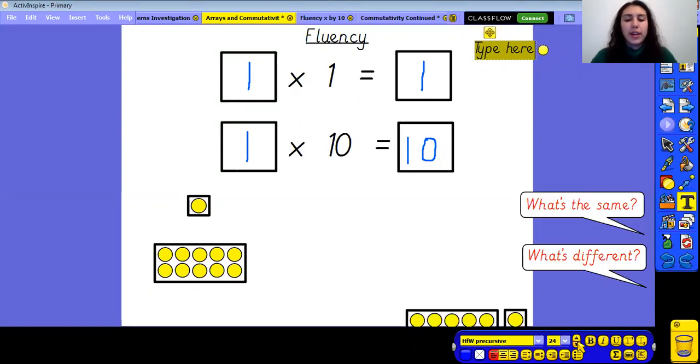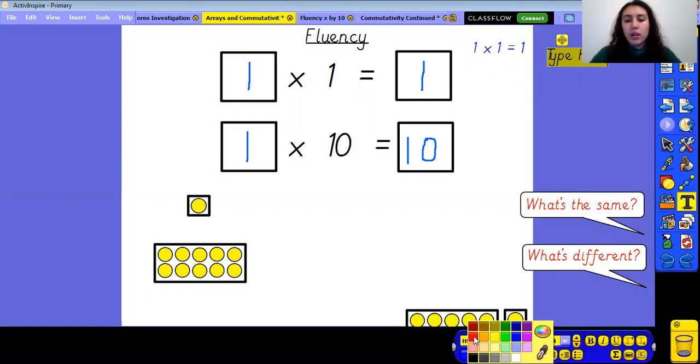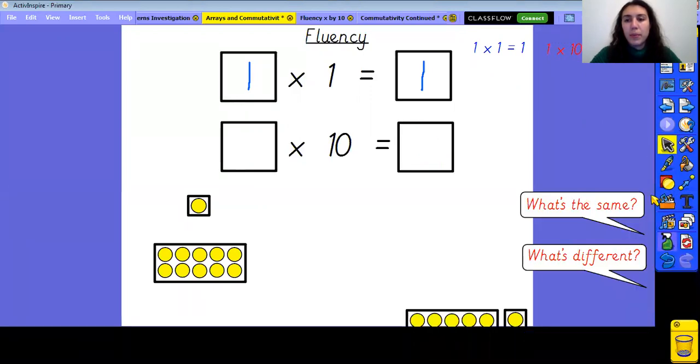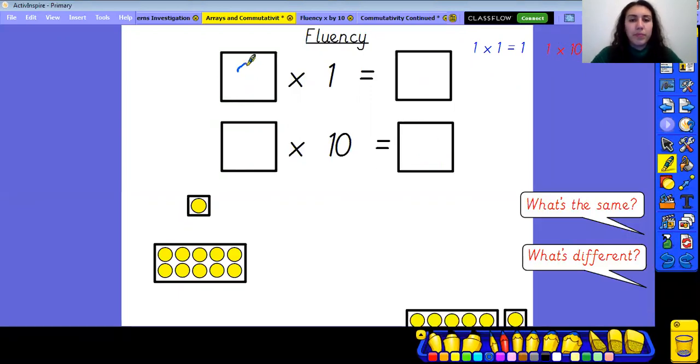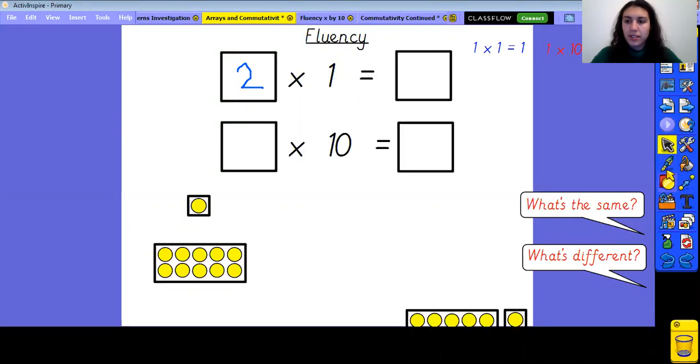And what we're going to do is we're going to try and spot any patterns that we can see. So we know that 1 times 1 equals 1. And we also know that 1 times 10 equals 10. Let's have a look then. Let's change our number in the box to 2. So there we go. 2 groups of 1. So I've now got 2 groups of 1. How many groups of 1 do I have? 2. How many yellow counters do I have altogether? 2. Super.